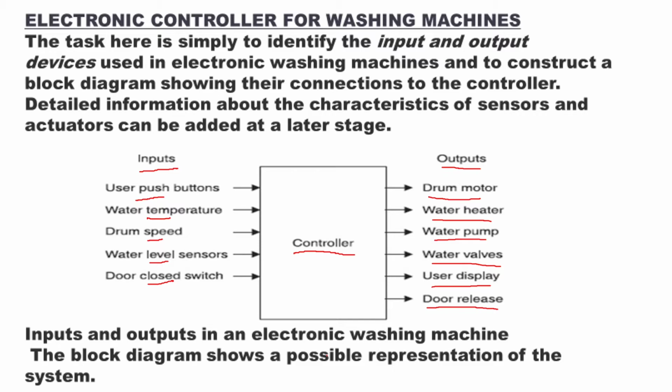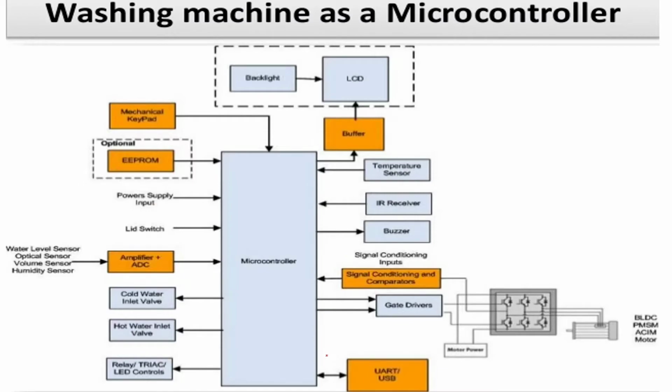Clear? Then if you show it in a diagrammatic way, here you can see your microcontroller at the center. Now the inputs to the microcontroller. Here we have given a list of inputs, which are the water level sensor, optical sensor, volume sensor, and humidity sensor.